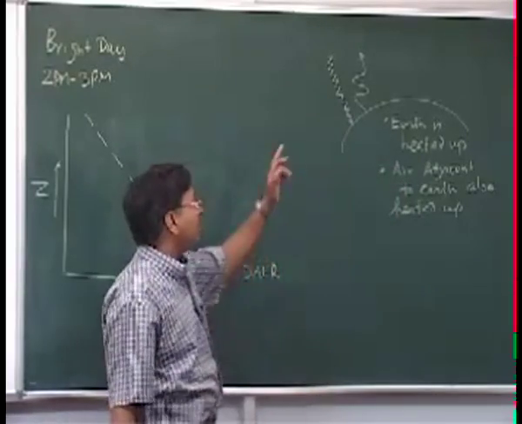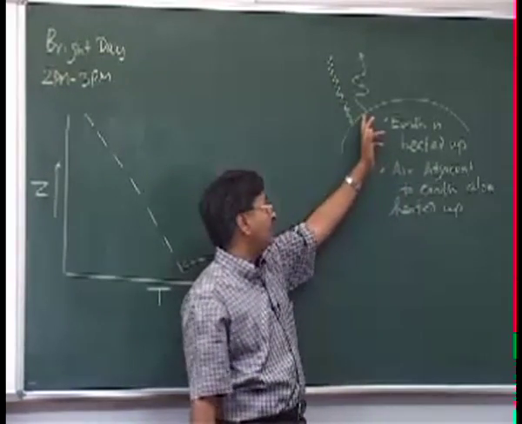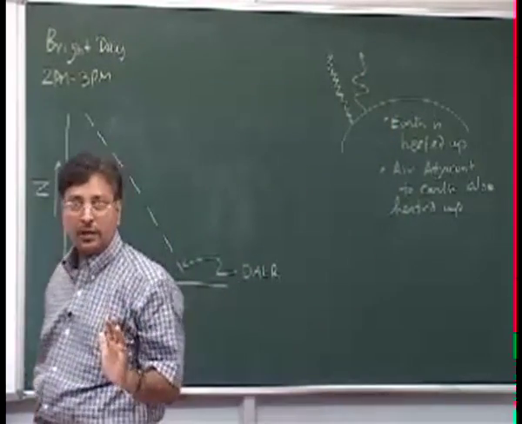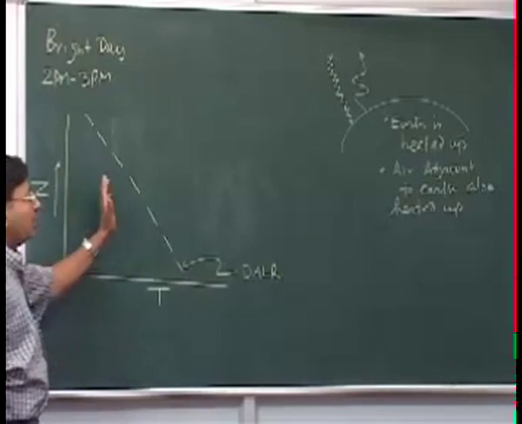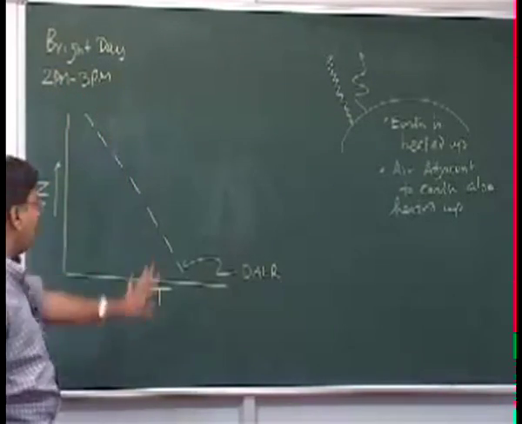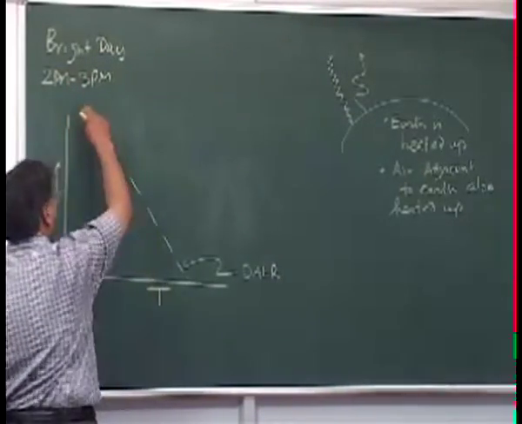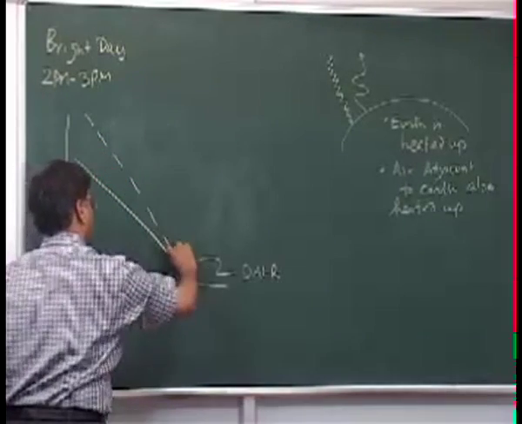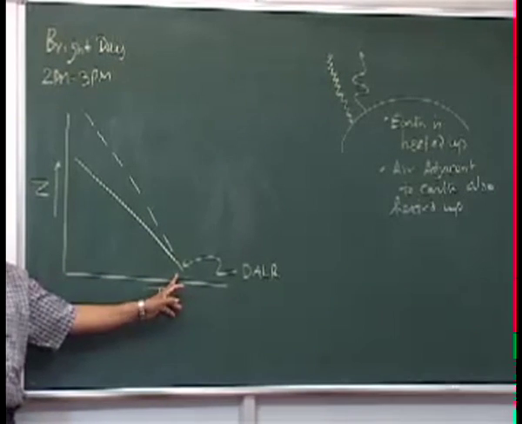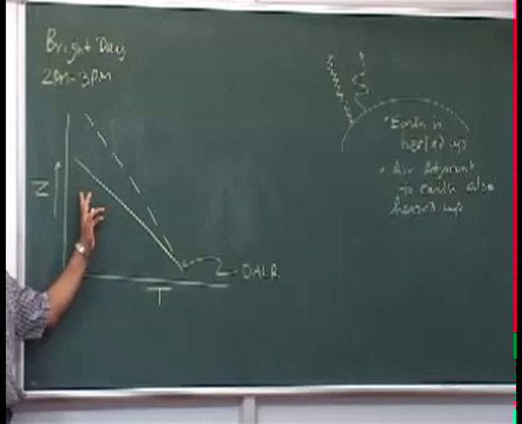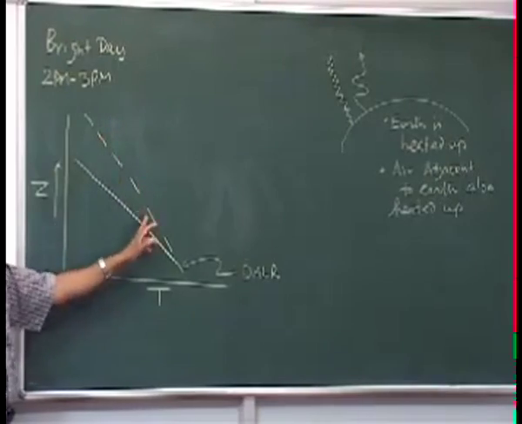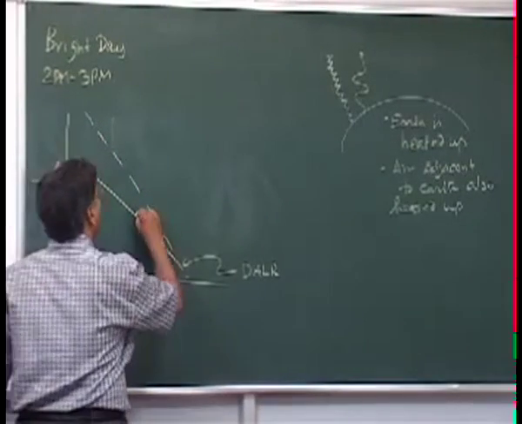As a result, you will see a gradient of temperature. Temperature will be higher here, and as you go up, temperature will be lower and lower. So if you agree with me, in the daytime, 2 p.m. to 3 p.m. on a bright sunny day, my situation in general is likely to be something like this. At the ground the temperature is higher, and as I go up the temperature reduces much faster than it would in the situation of DALR. So this is what will be my ELR.